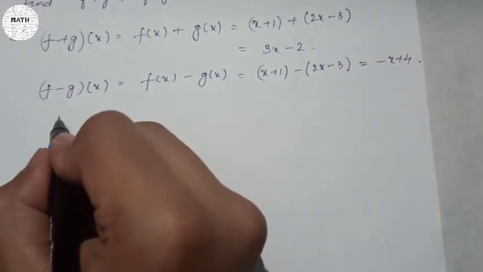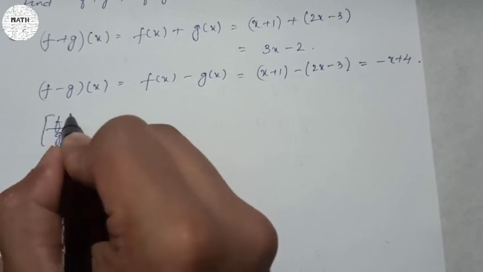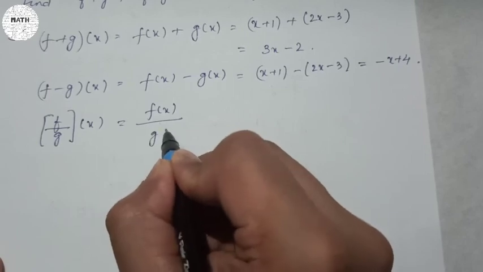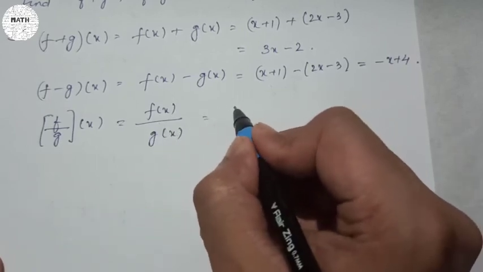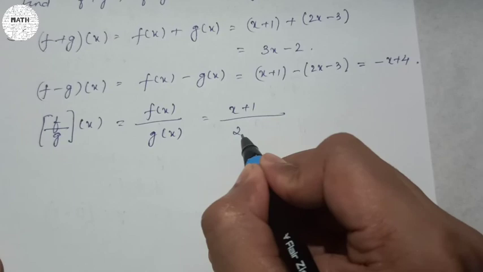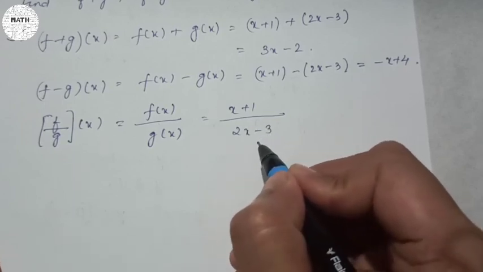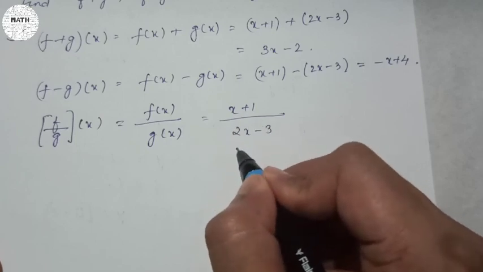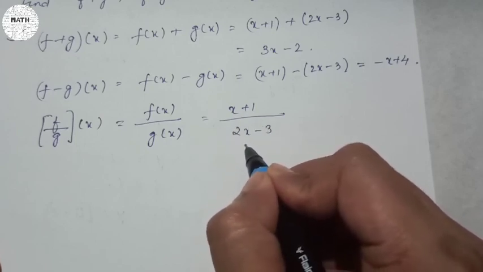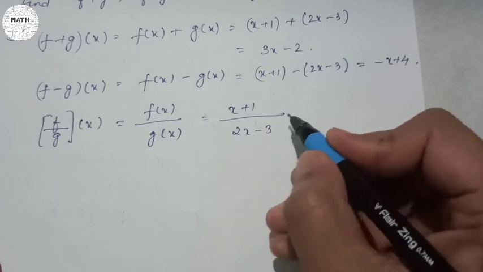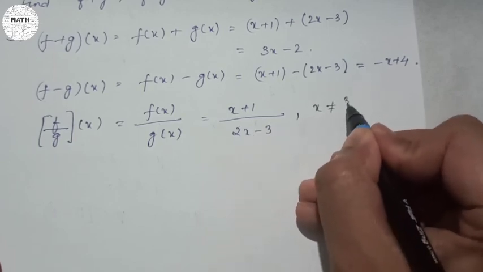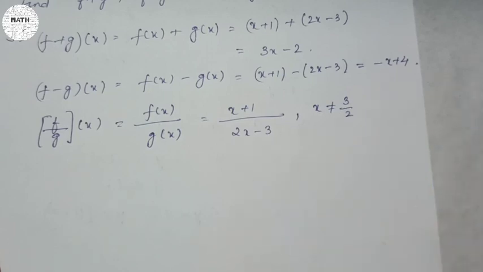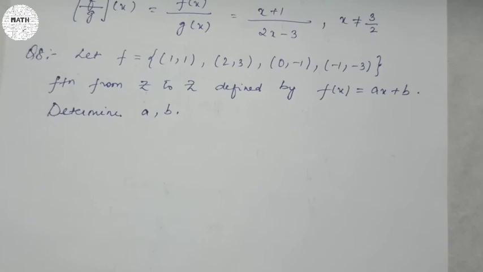And lastly, your f divided by g of x. So which would be your f of x divided by g of x. F of x happens to be how much? x plus 1 divided by 2x minus 3. Remember that whenever you put the value for x, the denominator shouldn't be 0. So which is the only number that your denominator will be 0? That's your 3 by 2, right? So x not equal to 3 by 2, because if x happens to be 3 by 2, you'll get the denominator to be 0. So that's all about your question number 7.